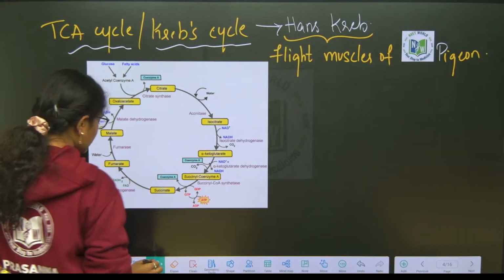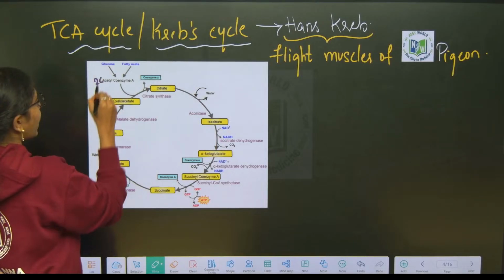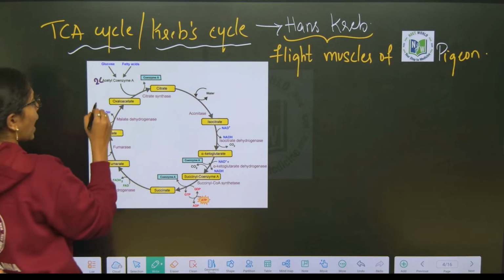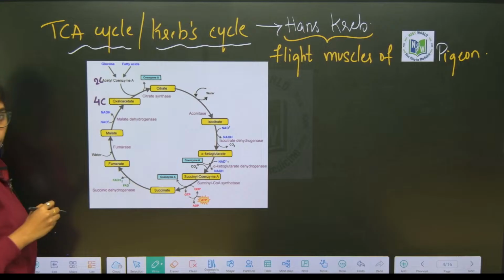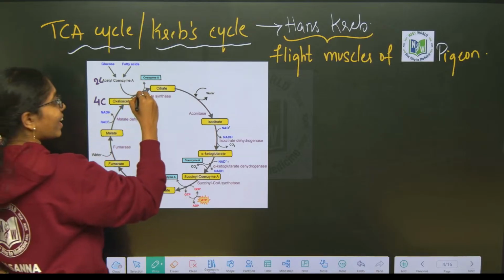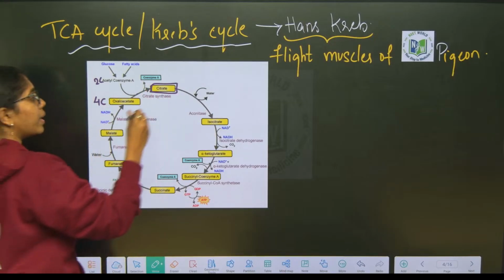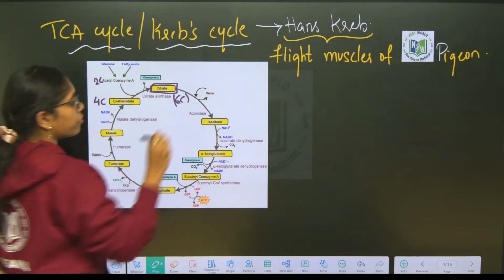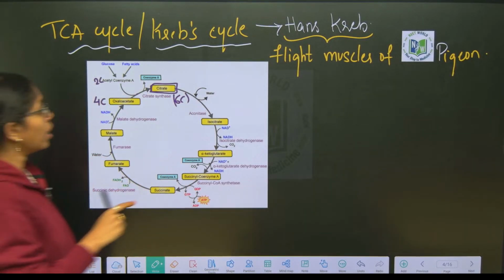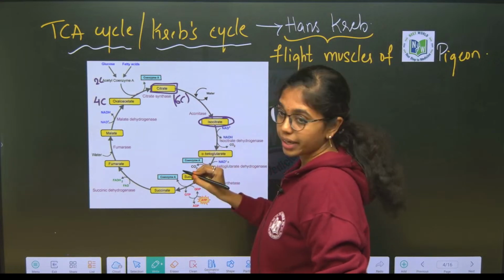Acetyl CoA. Acetyl CoA is how many carbon? 2 carbon. It is binding up with oxaloacetic acid, which is 4 carbon. By the enzyme citrate synthase, it forms out to be what? Citrate. Citrate is how many carbon? 6 carbon. Fine. So, this 6 carbon will get converted to isocitrate.